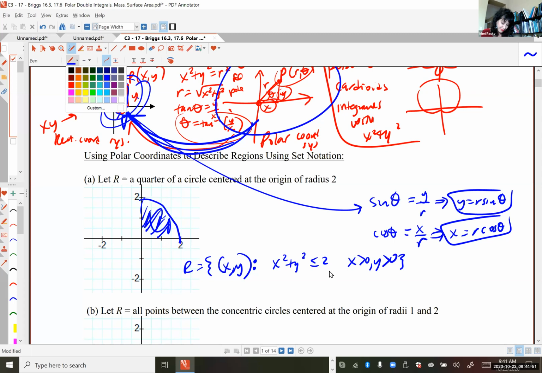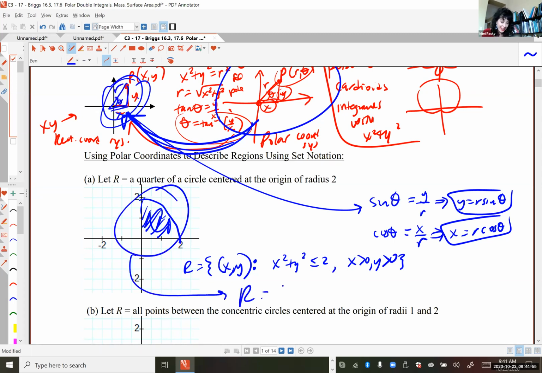But in polar, how do you describe this? Your polar situation would be all the ordered pairs r and theta such that r goes between 0 and 2, and theta lies between 0 and pi half.